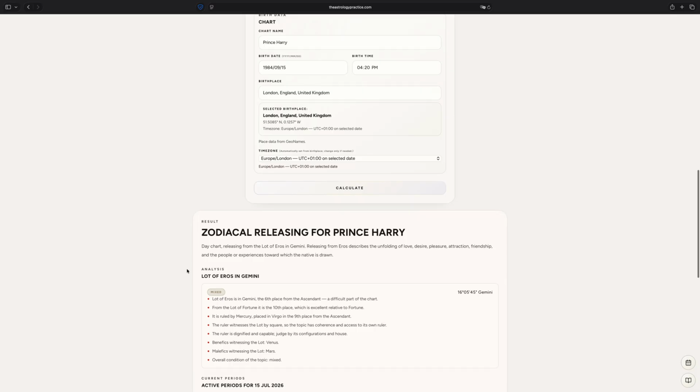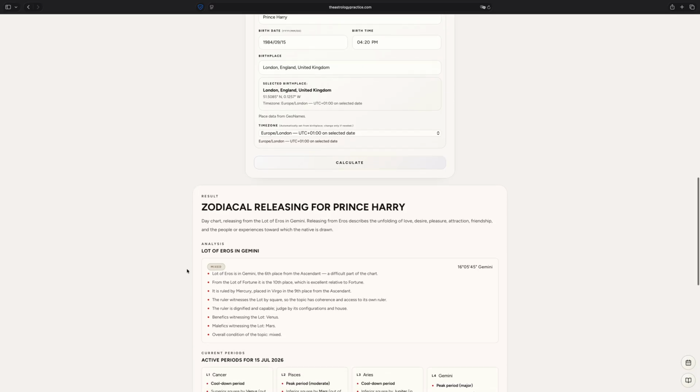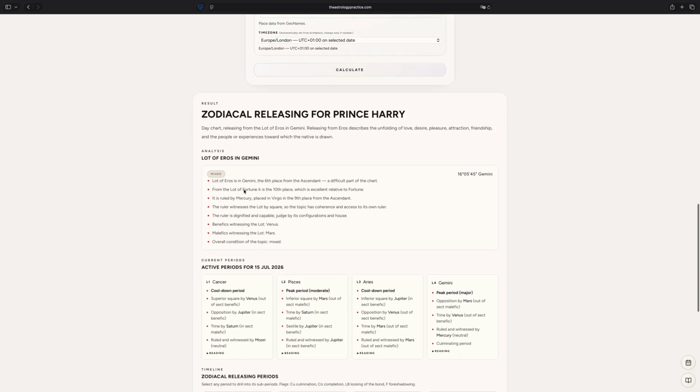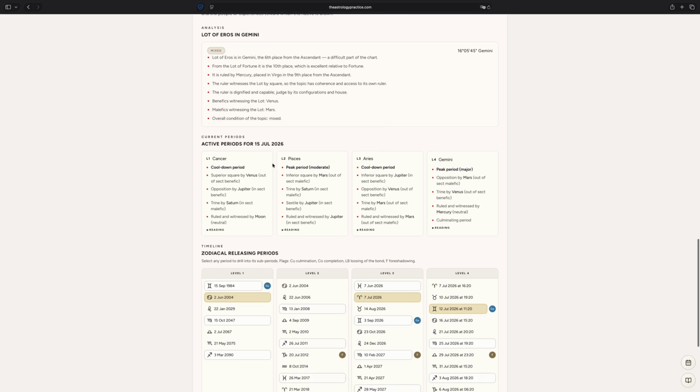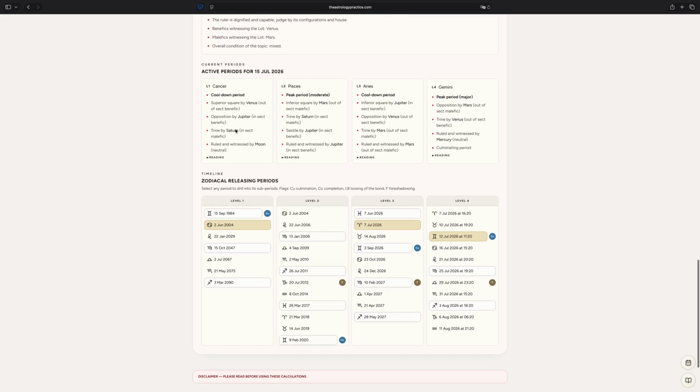If we want to look at another lot, let's say the lot of Eros, that would track his relationships probably. So again, we have a short analysis for the lot of Eros. It's in Gemini. What does that mean for him? And we see what kind of periods he's in.